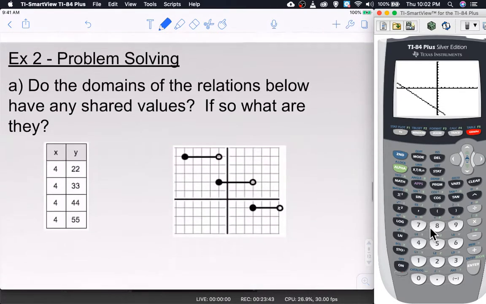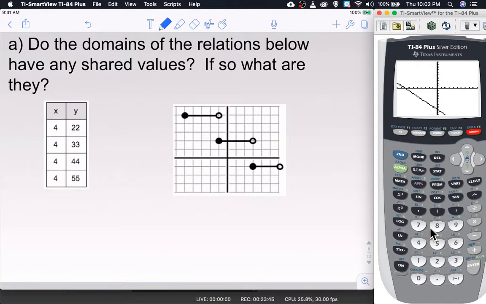Okay. A little bit of problem solving. And all of these problem solvings relate to the questions we've already done. So question A here says, do the domains of the relations below have any shared values? If so, what are they? So we said here, this domain was 4. Does this guy have a domain of 4? Does it exist when x equals 4? 0, 1, 2, 3, 4. Why, yes, it does.